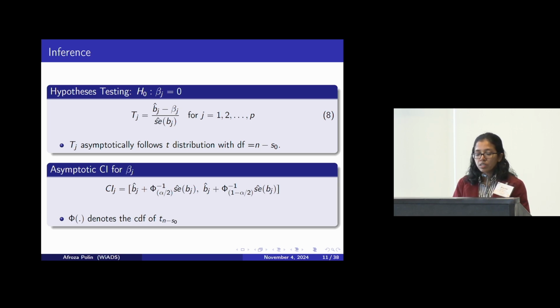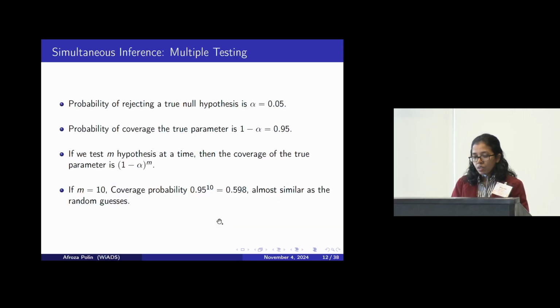And for the confidence interval, we add and subtract the margin of error. That means with beta j hat, add the 1 minus alpha over 2 quantile. Like if you want to be 90% confident, then the t-distribution is symmetric, so 5% lower and 5% upper. So it will be the quantile, and you need to add and subtract it.